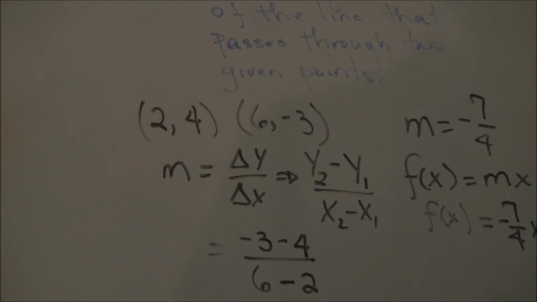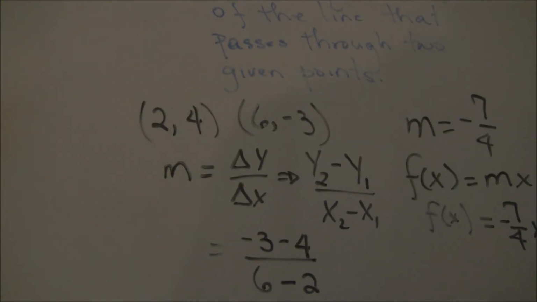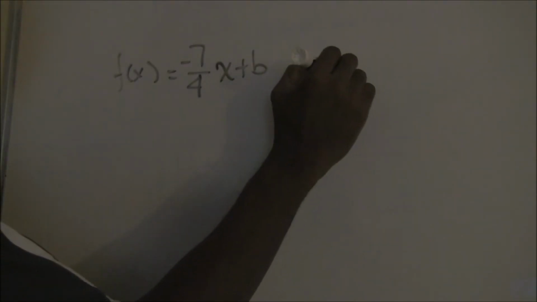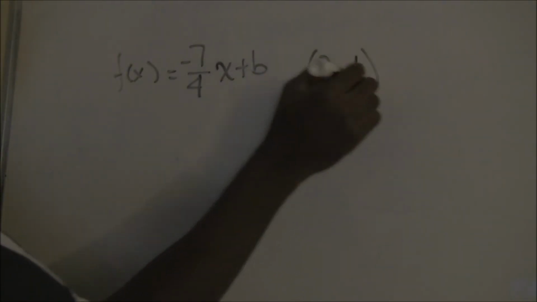Out of these 2 points, pick one. It does not matter which one. Whichever one you use, the answer will be the same. Now, just for ease of choice, we're going to pick the very first one, which is 2, 4. So let us go back to where we were, where we use f of x equals negative 7 over 4x plus b. We're going to use the point 2, 4 as our point of choice.